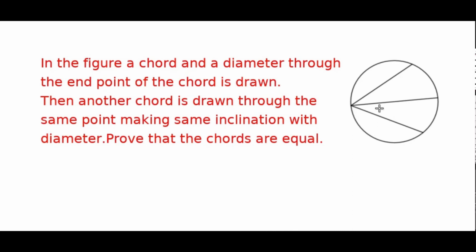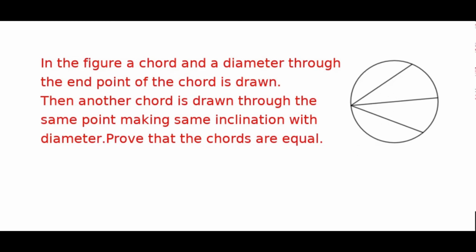Through its end point a diameter is drawn. Now the inclination this chord makes with the diameter, that means this angle, is the same as the inclination made by this chord with this diameter, meaning these two angles are equal. We need to prove these two chords are equal.